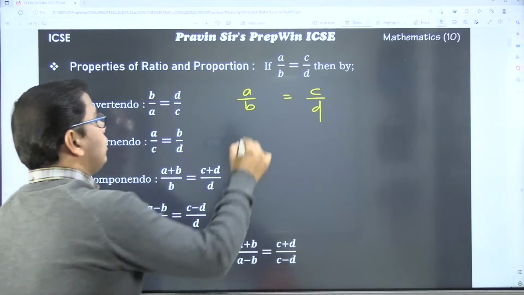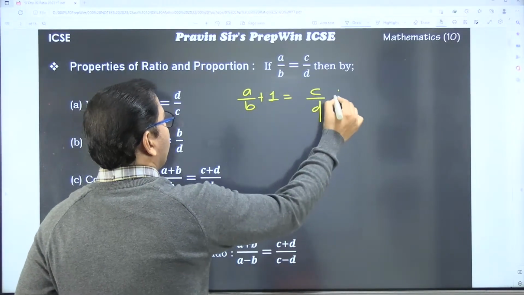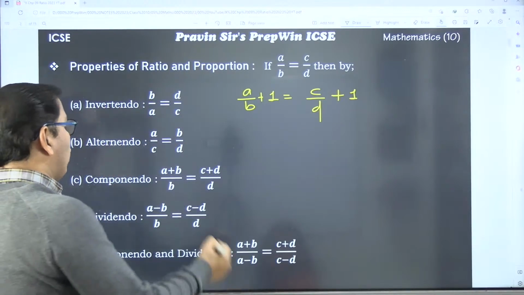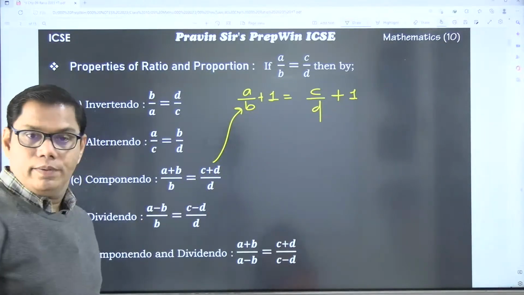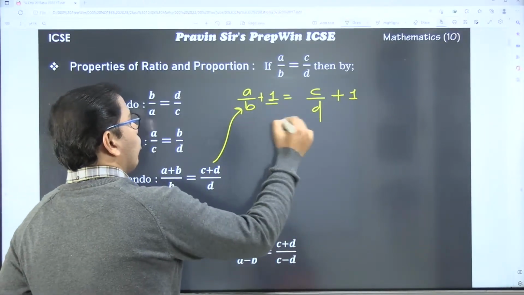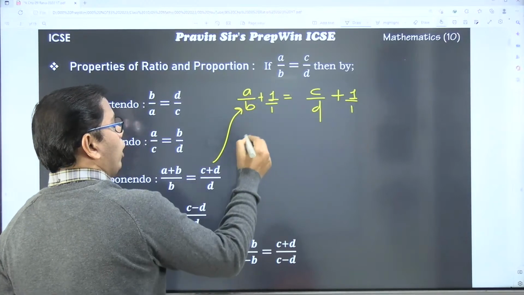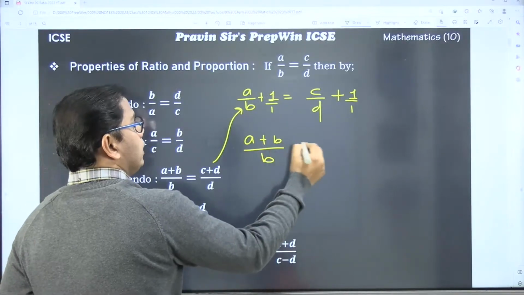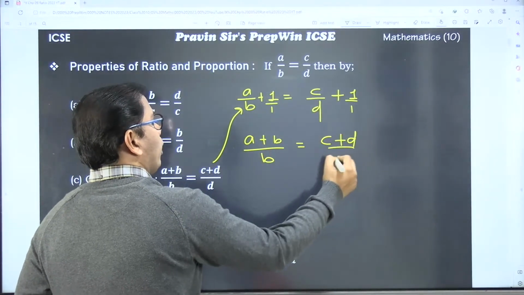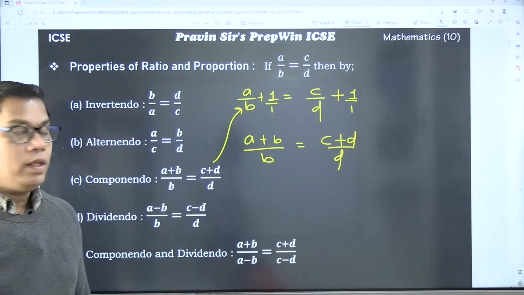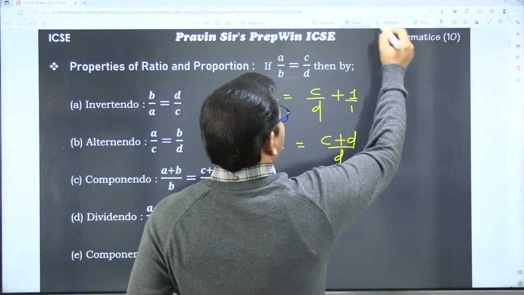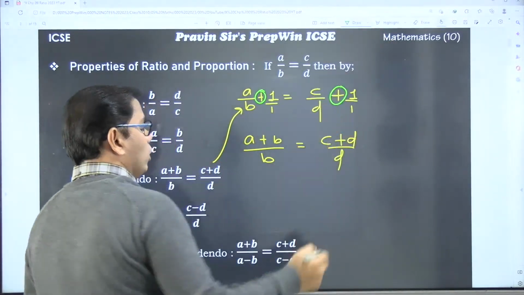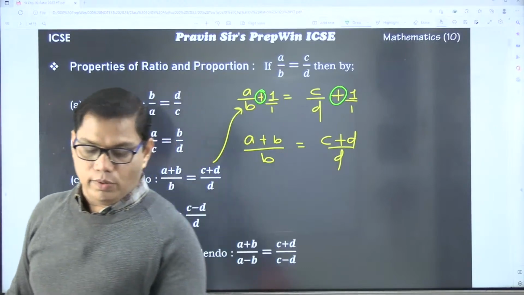If you add 1 to the left hand side and 1 to the right hand side, what will happen? You will get this property. How? No denominator, so 1 by 1 and cross multiply. What do you get? A into 1 plus B into 1 upon B is equal to C plus D upon D. Isn't it easy, this property? And what about dividendo? It is the same. Only difference is that you don't add 1 on both sides. Tell me what you do for dividendo.